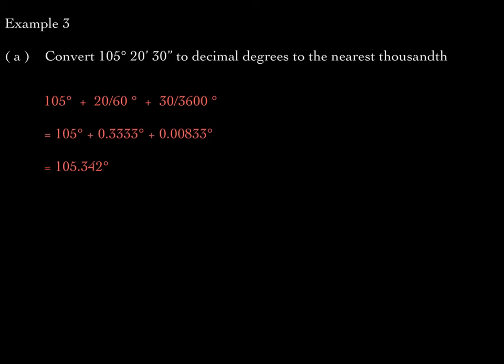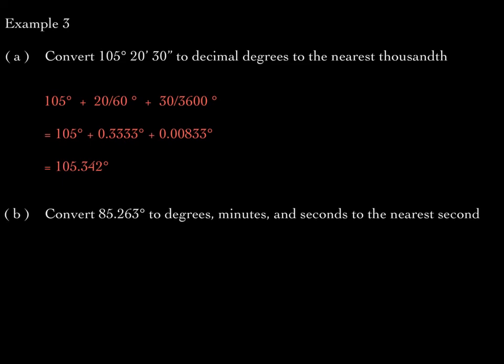In this example, we had an angle in degrees, minutes, and seconds, and we converted it to decimal degrees. The next example is going to give us an angle in decimal degrees and ask us to convert it to an angle in degrees, minutes, and seconds. Convert 85.263 degrees to degrees, minutes, and seconds to the nearest second.